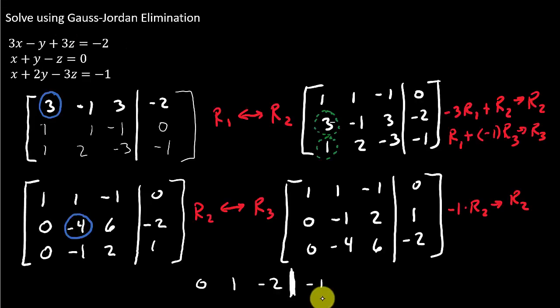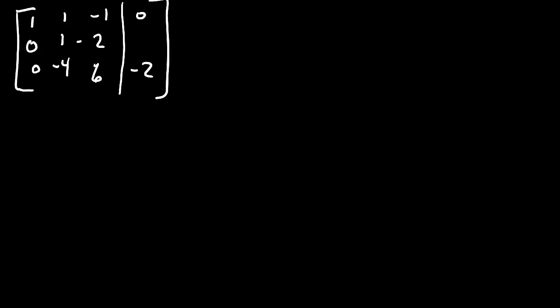So that's going to be 0, 1, -2, and -1. All right, so there's our new second row. And see, I have the 1 here.